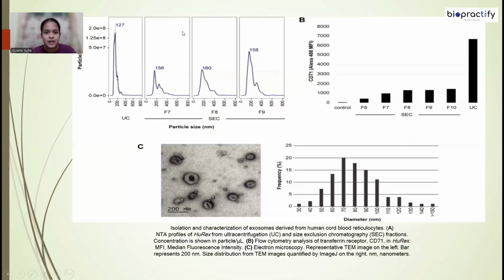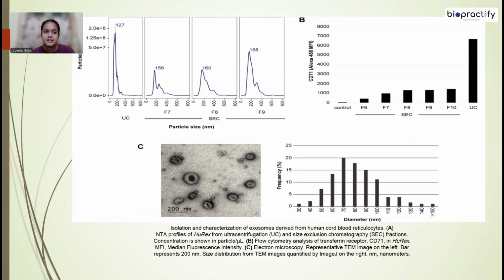Here we can see a graph. Here 4 samples are shown. We will be talking only about the first sample. In the first sample, this is written UC. UC stands for ultracentrifugation. Here we can see that the particle size is 127. This means that through NTA, they have identified that the particle size is 127.